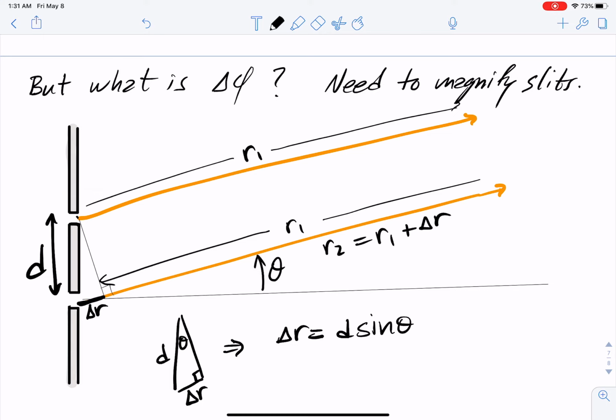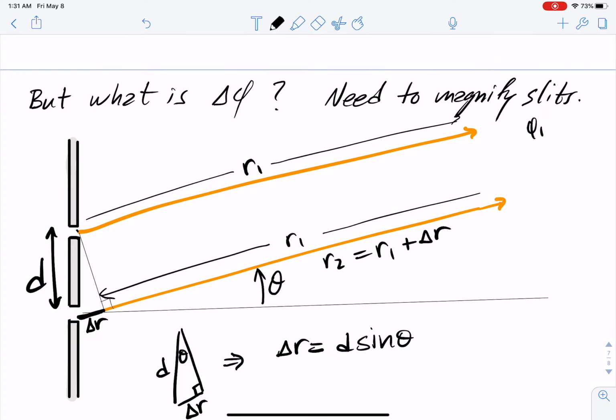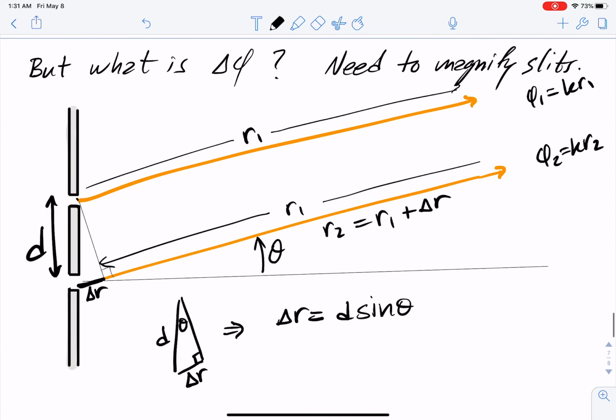Now if we think of the phase over at the observation point, the phase on this one is k times R1. The phase on this one is k times R2. So now we could calculate the difference in the phases.